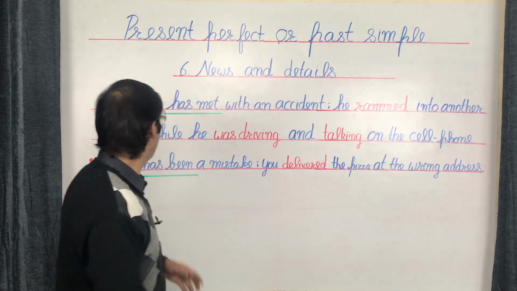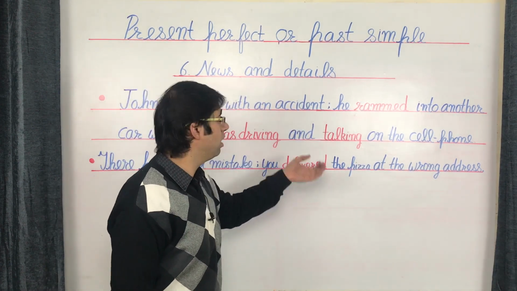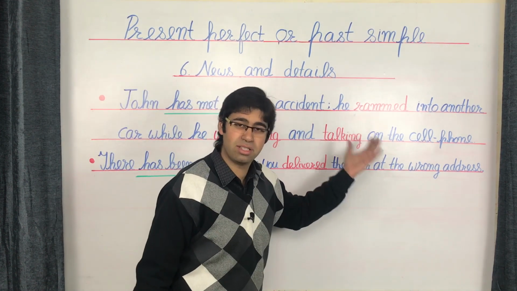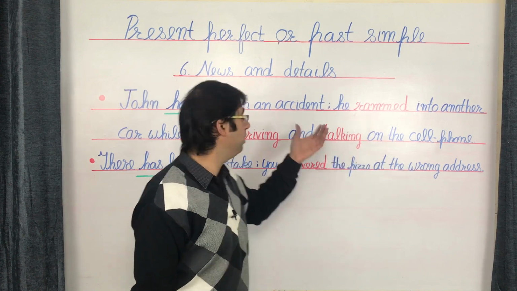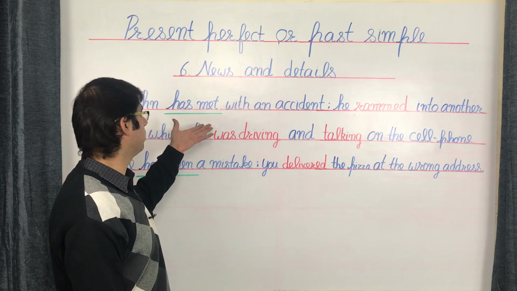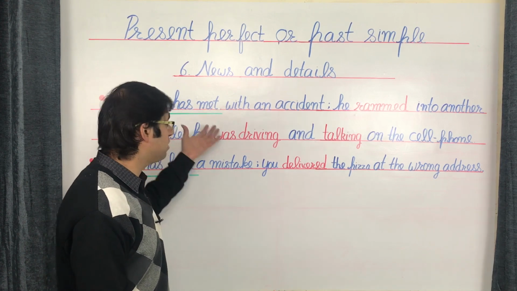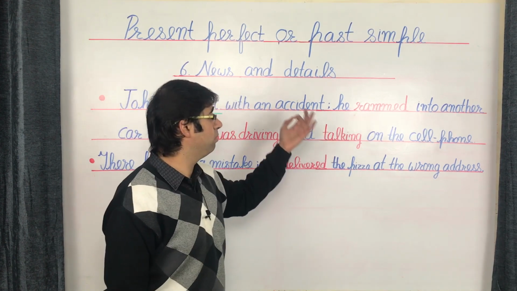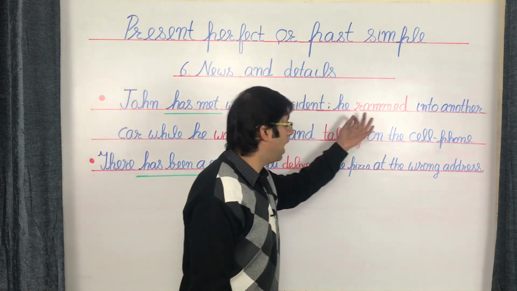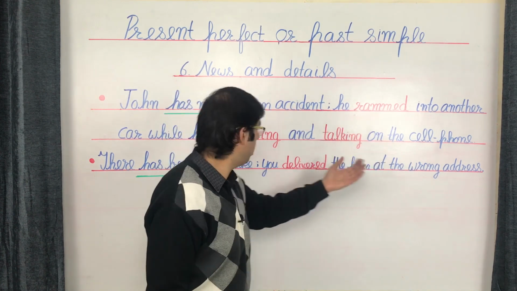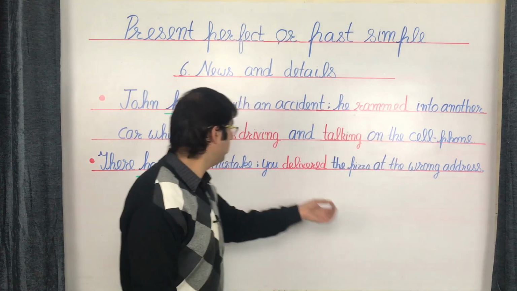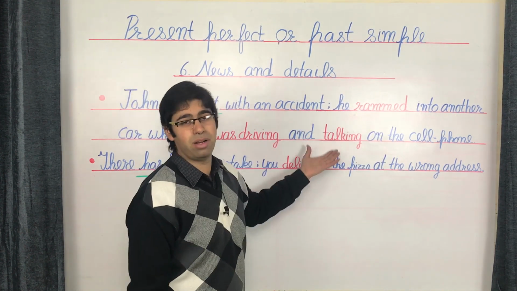We've got the first sentence, "John has met with an accident. He rammed into another car while he was driving and talking on the cell phone." So let's analyze this sentence. You've got the main news, "John has met with an accident," and that is being expressed using the present perfect as, "John has met." And then you've got the details being covered using the simple past as well as the past continuous as, "he rammed into another car," which is the simple past, followed up by "while he was driving and talking on the cell phone," the red words indicating the past continuous.